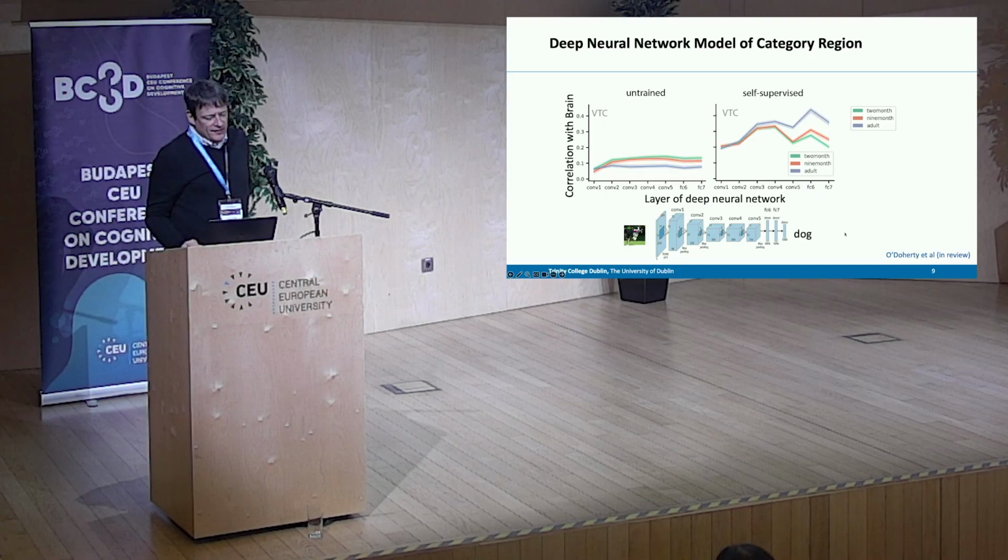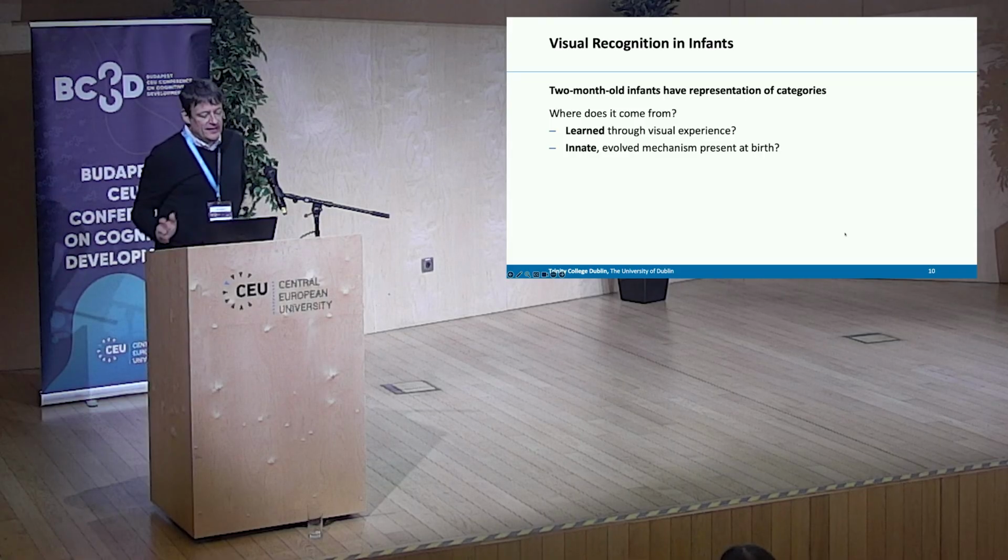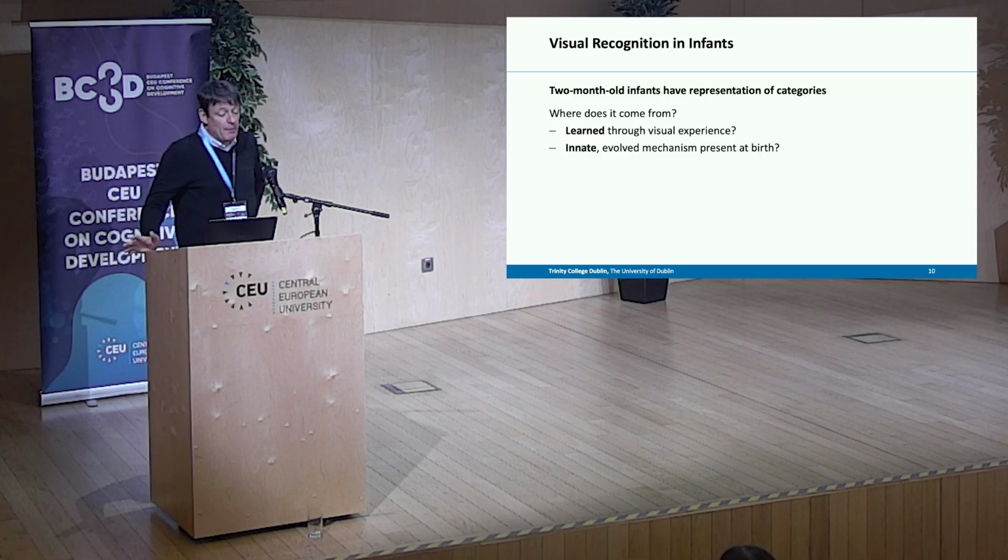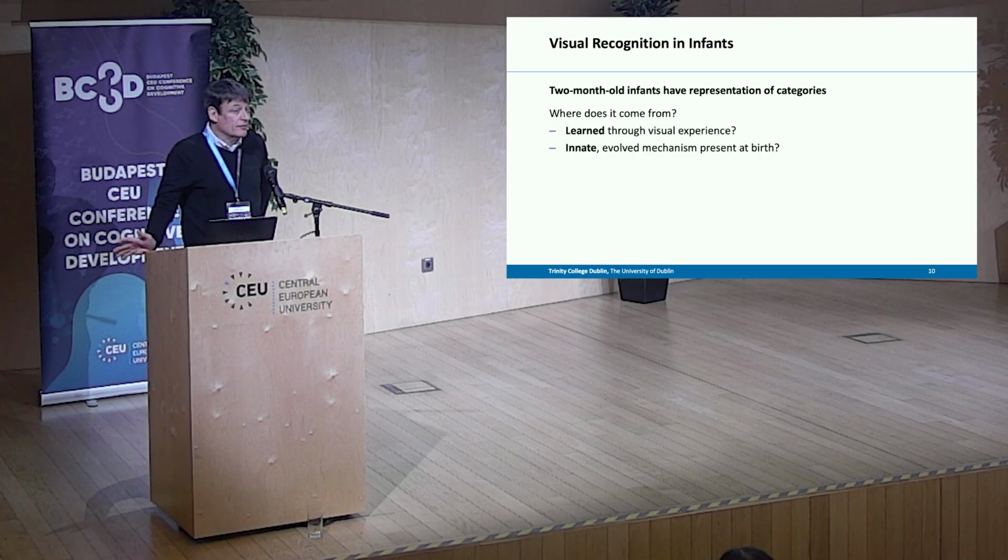So what this is telling us is that basically 2-month-olds seem to have this representation of visual category. And this really begs the question, where does this come from? Is it learned? They're 2-month-olds, they've had some visual experience. Or could it be innate? Could there be some kind of evolved mechanism that has baked in some of this categorical type representation?